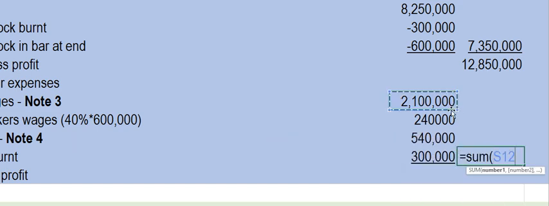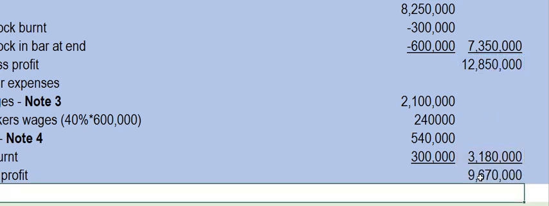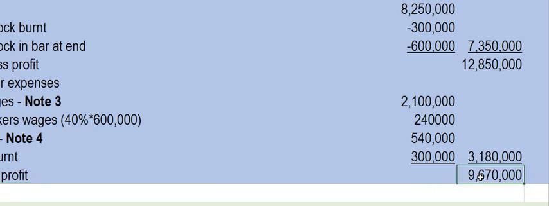get the total, which is 3,180,000. We deduct that from the pub gross profit, and then we come up with a net profit of 9,670,000.